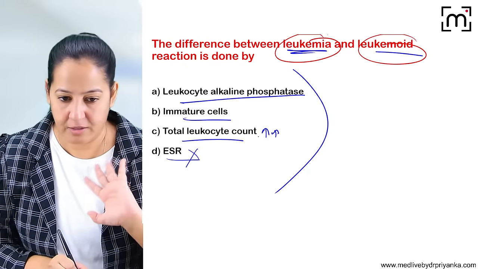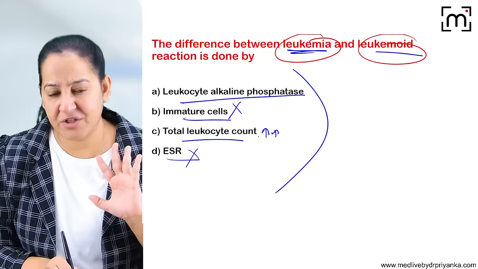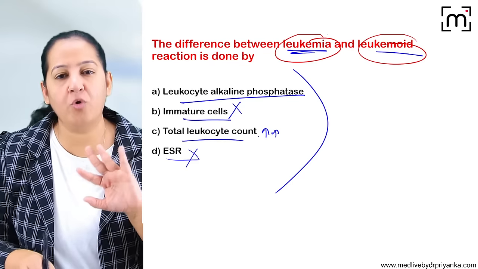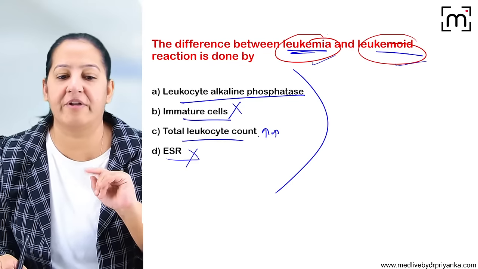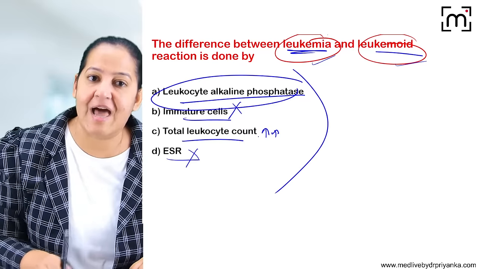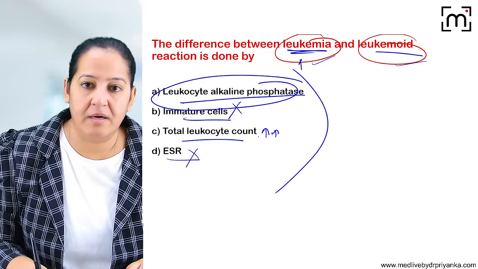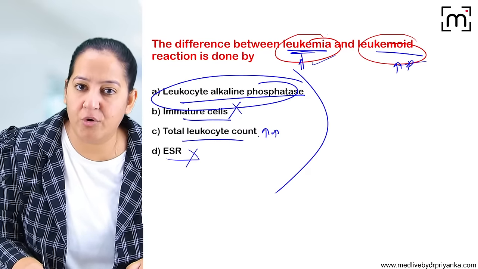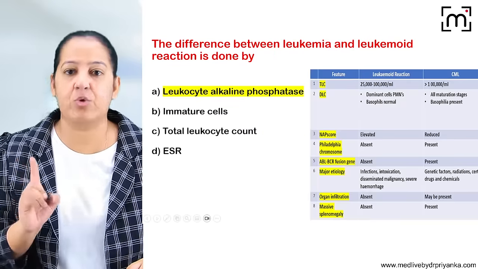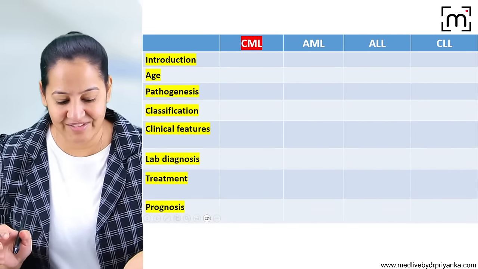ESR, we can't do ESR. Immature cells are more common in leukemia, but sometimes they are present in leukemoid reaction also. So the best way to differentiate is the LAP score. LAP score is high in leukemoid reaction and low in CML. So LAP scores are important. So we are done with CML.